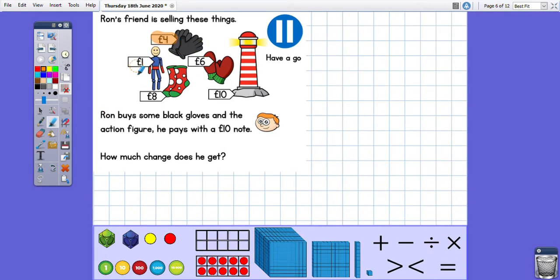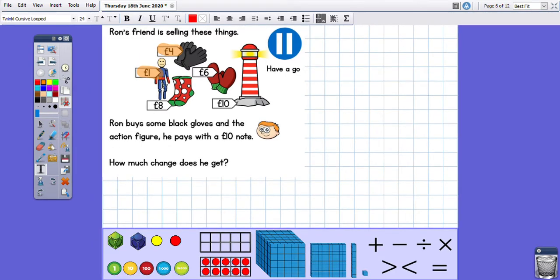So he buys the black gloves and the action figure. So £4 add £1 is £5. So Ron spends £5, and he pays for it with a £10 note. How much change does he get? So we know that he pays with £10, but out of that £10 he is spending £5. How much is left? Now you shouldn't need a number line to work that out, because it's just counting backwards in 5s. So 10 take away 5 is £5. So Ron gets £5 change.